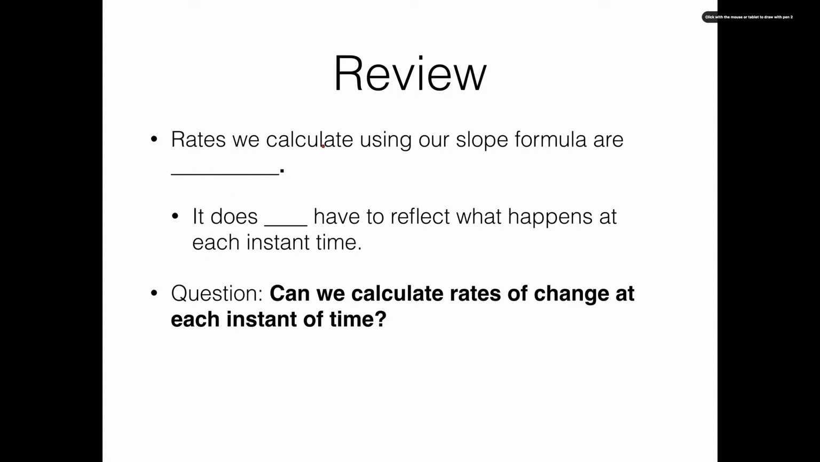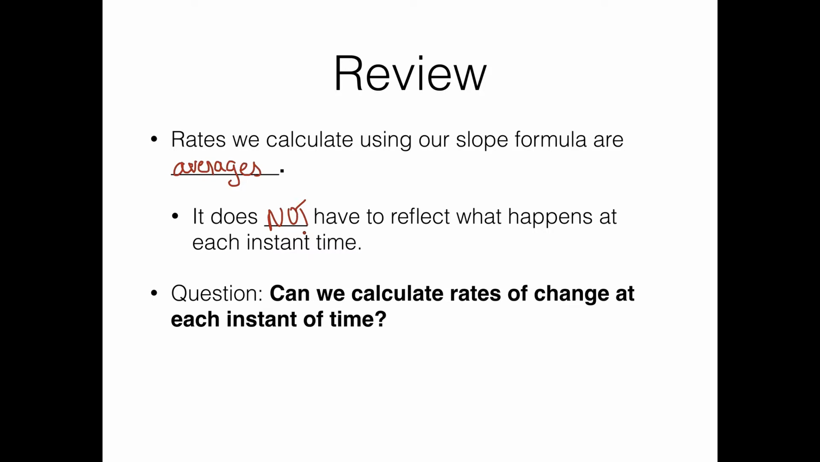Rates we calculate using our slope formula are averages. We did a couple of these calculations in the previous video, and it does not have to reflect what happens at each instant of time. We saw examples of this as well, and we saw that the slope formula is more of an overall rate of change calculator. It does not actually tell you what happens at each instant. So that's what we finalized in that video.